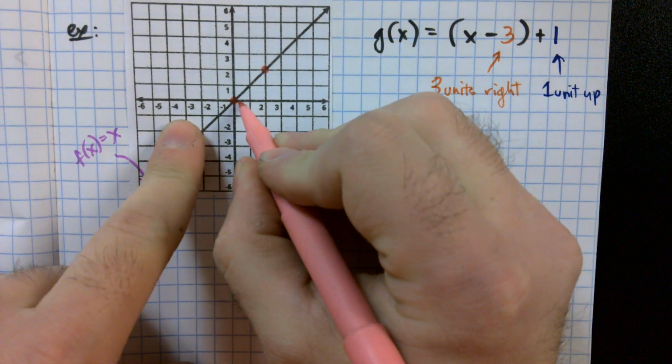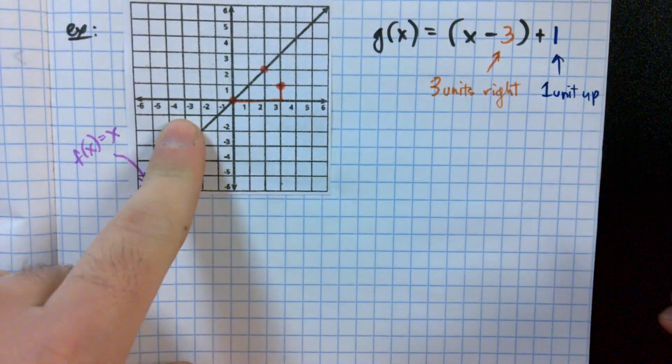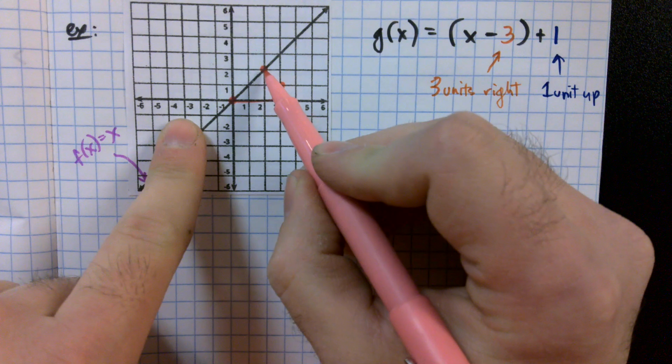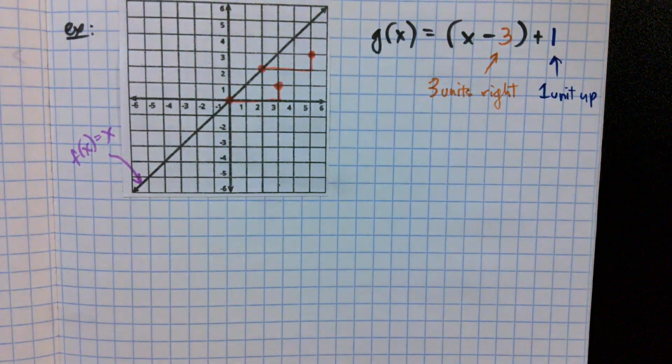So if I'm here at this point, I'm going to go 3 units to the right, 1 unit up, and make a dot. Over here, I'm going to go 3 units to the right, 1 unit up, and I'm going to make a dot.